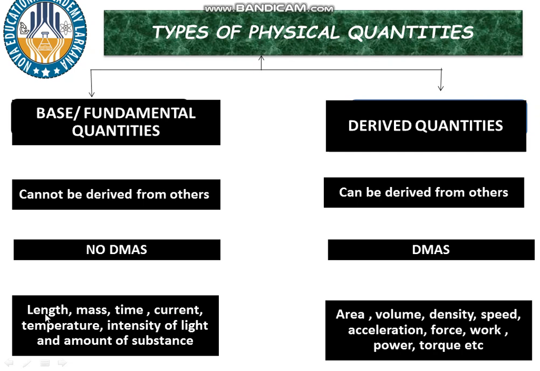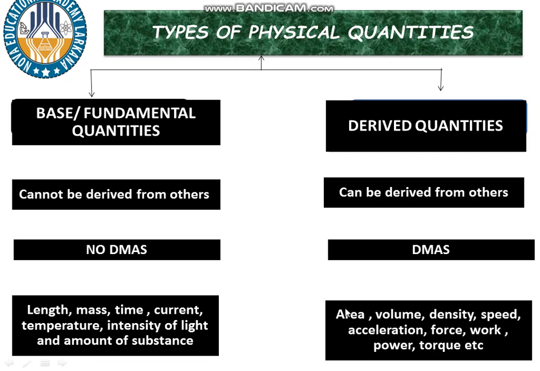Number 1 is length. Number 2 is mass. Number 3 is time. Number 4 is current or electric current, then temperature or thermodynamic temperature, intensity of light or luminous intensity, and last, amount of substance. So these fundamental quantities have specific units. These units describe the laws of physics.